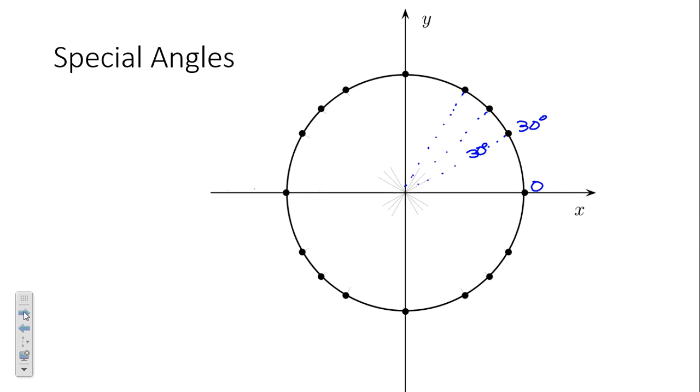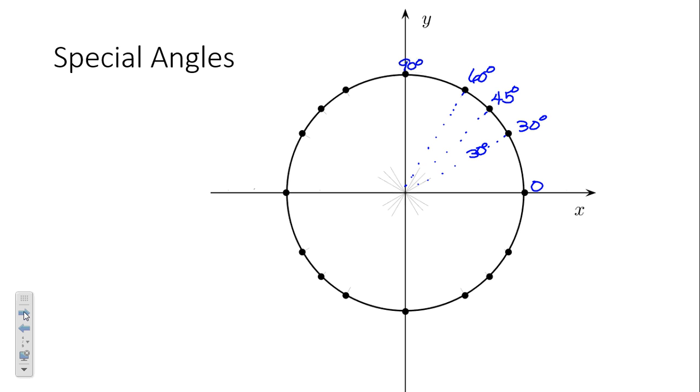What's the next one going to be? Not quite 60. Next one before that, before 60? So 30, 60, 90, and 45. So we've got a 45 here. Might be easiest just to write them out here by the dots. Okay, and how about that one? 60. Okay. Now, if you start with this as your initial side and your terminal ray is this one, how many degrees is this? 90. Okay.